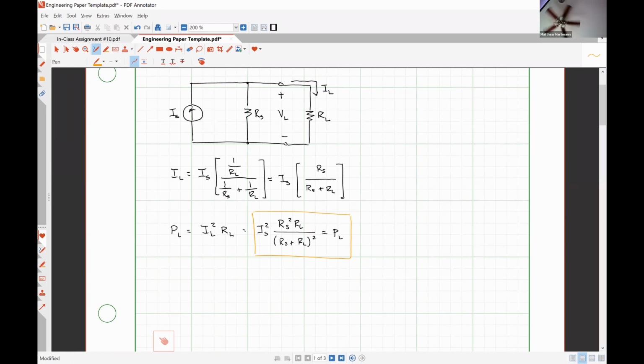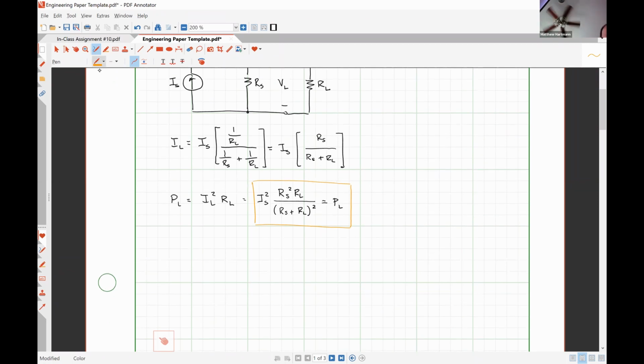Now, parts A through B of this problem are presupposing that you have figured out what IS and RS are, like what their values are. So hopefully it's clear how you can use this equation that I've boxed in orange to find those values. Again, if you have two different values of PL and a corresponding value of RL for each of them, you can set up a simple system of equations, two unknowns, solve, and you'll figure out what IS and RS are.